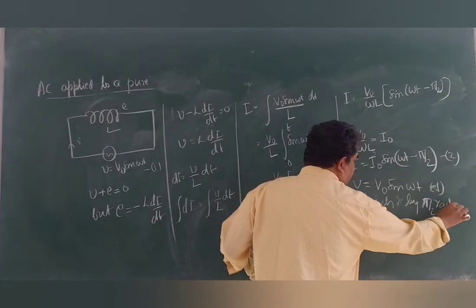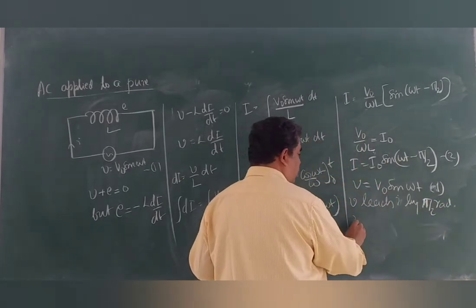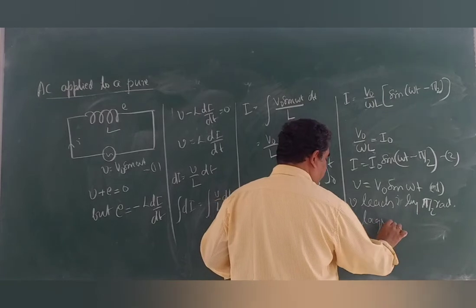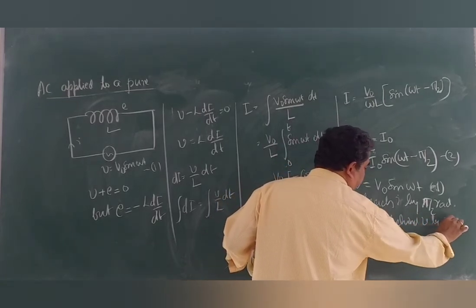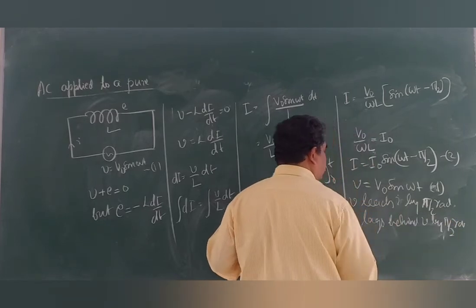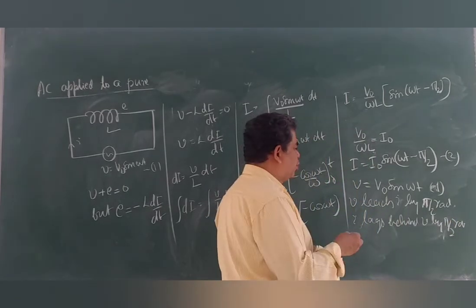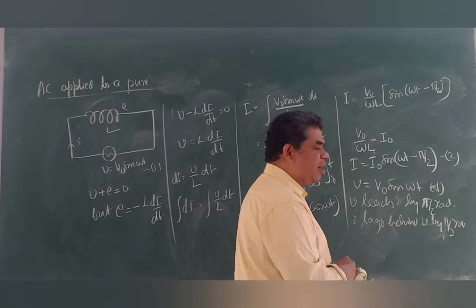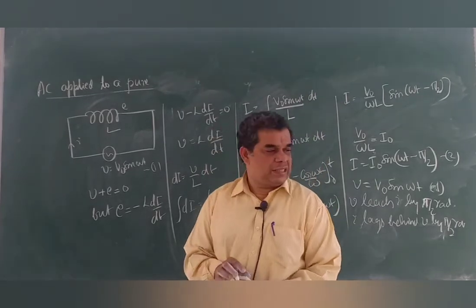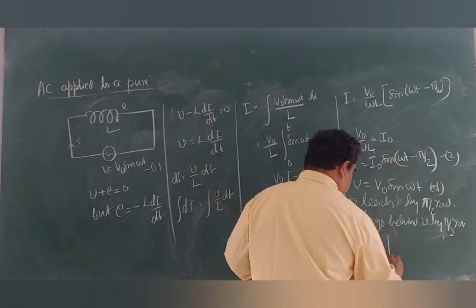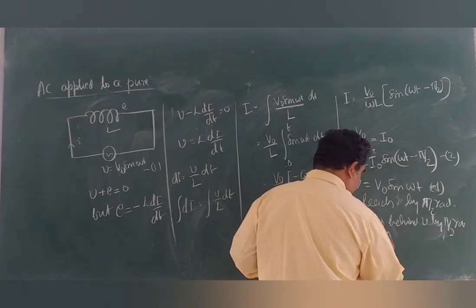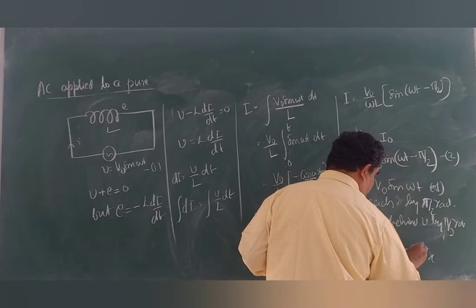Or the other way around, I lags behind V by pi by 2 radian. This is the sentence way. Now we go for the phasor diagram as we did. Say, phasor diagram I write here. Just observe. This is our y axis. This is our x axis.